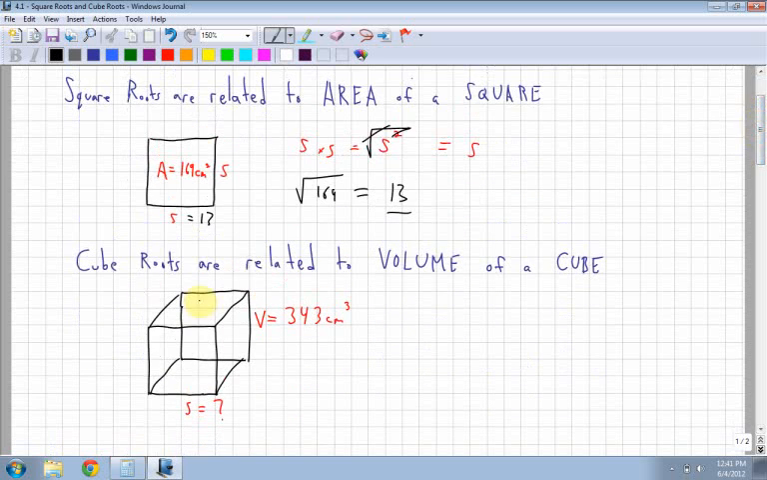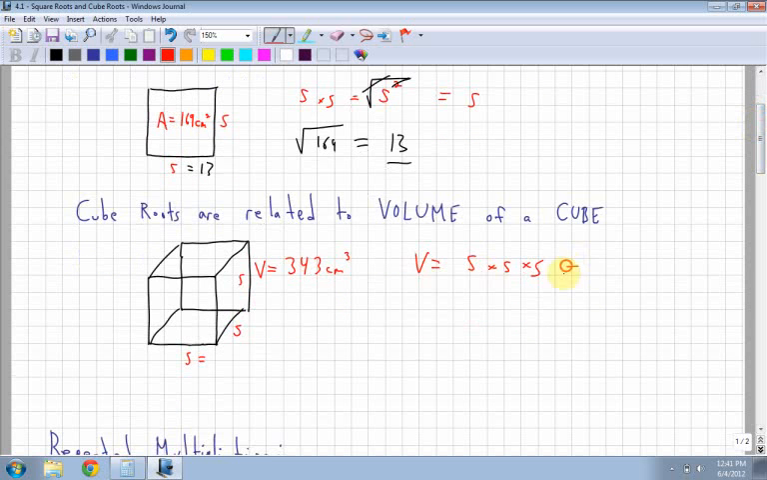Similarly, cube roots are related to volume of a cube. So if I have the cube here, I know that my volume is going to be equal to a side times a side times a side. In a cube, all sides are the same. Length, width, and height are all the same. So if I have this, this is going to be equal to S cubed. 1, 2, 3, S cubed.